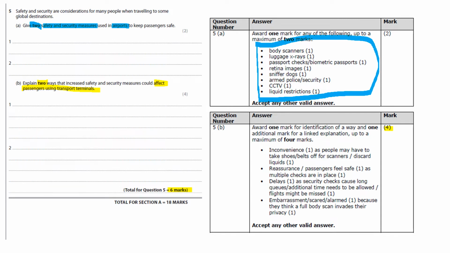Now, as I said, it could be negative. It could cause inconvenience. 1 point. What you have to do is explain why. So, for example, people have to throw away their liquids. It could be that it makes passengers feel safe. 1 point. But then you have to explain why, because there are multiple checks in place, or because people feel it is less likely for a terrorist to get on board.